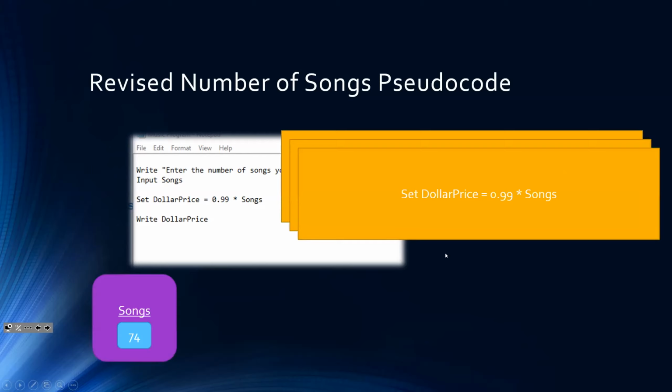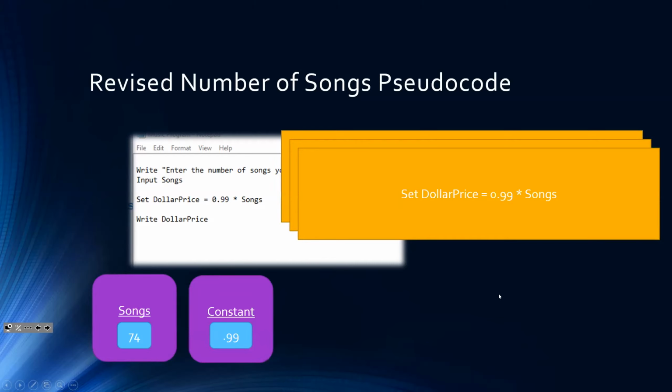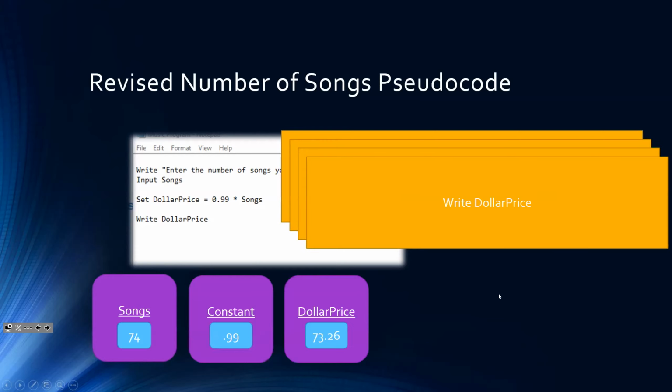So here they said they wanted 74 songs. Our pseudocode is going to multiply that 99 cents times those 74 songs, and we're going to output our dollar price. Now, in the presentation, I point out our 99 cents could be set up as a constant variable, right? Because it never changes in our code. So we could use that as a constant variable.